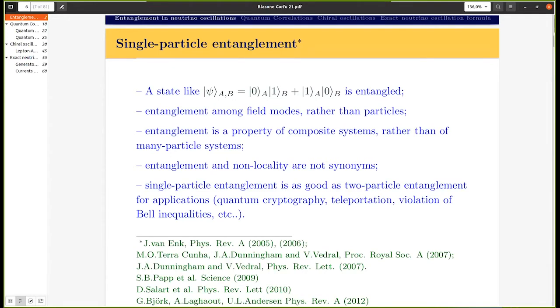The entanglement here is about field modes. It's not a matter of thinking of particles. This is a problem. If you think particle-like, this is entangled with the vacuum, which doesn't make so much sense. And also, I learned from these papers that entanglement is a property of composite systems, and it is something that has a relative meaning. So we have to understand what it means.